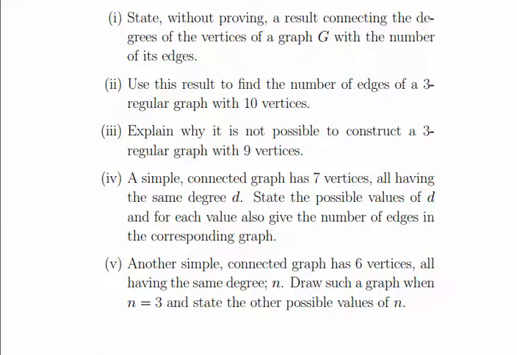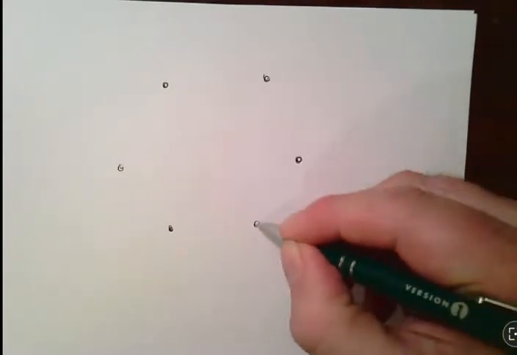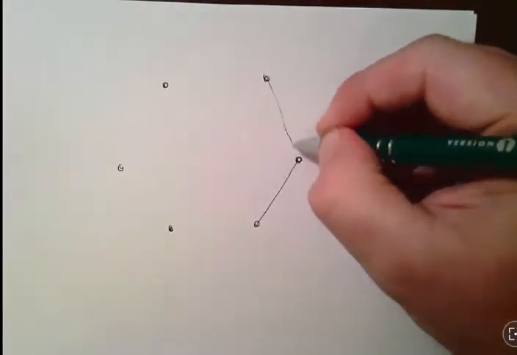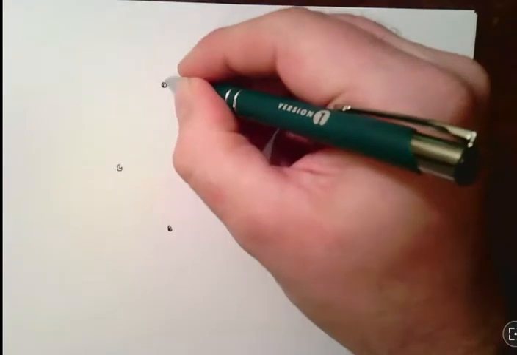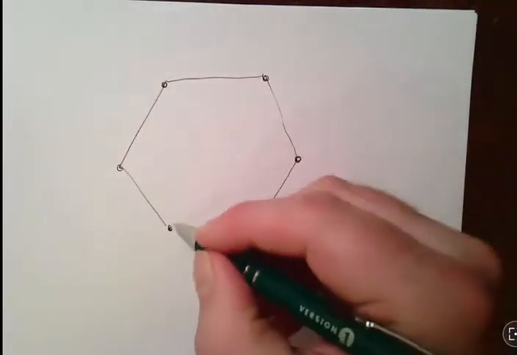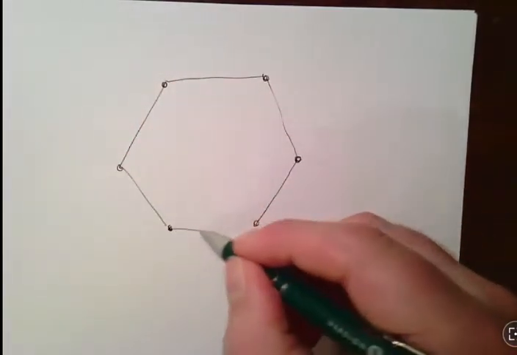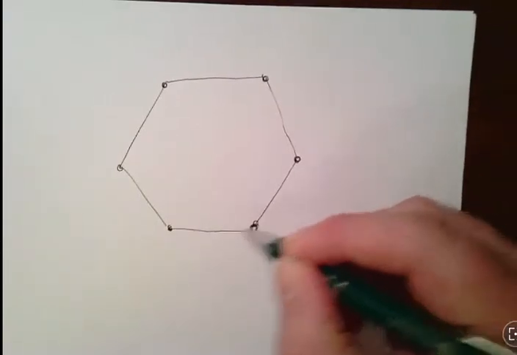Another simple connected graph has 6 vertices, all having the same degree n. Draw such a graph when n is equal to 3 and state the other possible values of n. I'm going to be very brief at this one. This is my 6 vertices. To show what it looks like when n is equal to 3, I will connect them all around the edge, a perimeter, so to speak.